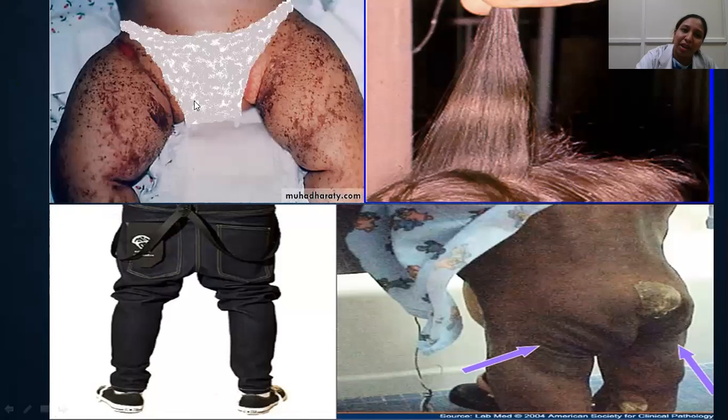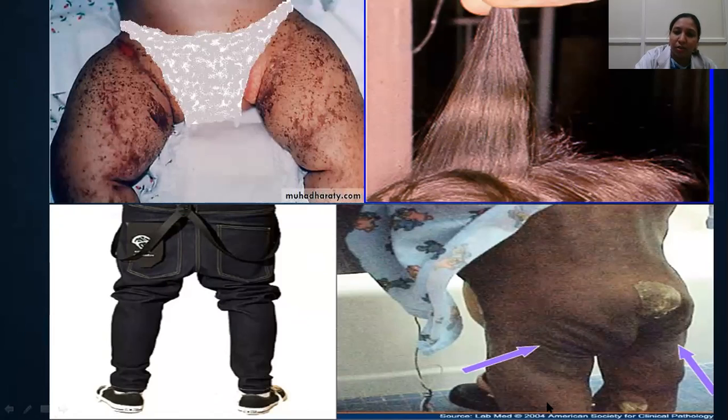This is the flaky paint dermatosis seen in a marasmic child, and this is the flag sign, when you see alternating low pigmentation and high pigmented hairs. And this is the baggy pant appearance of the marasmic child. Just like baggy pants, you see how the folds appear.